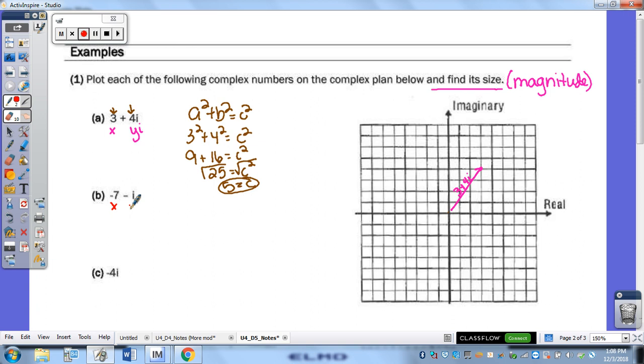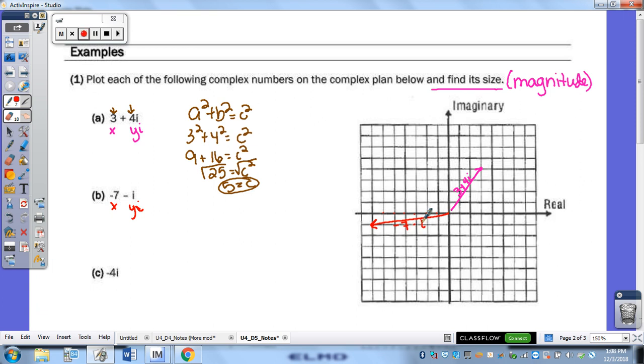X is negative 7. Your yi is negative 1i. So we're going to go to the left 7, 1, 2, 3, 4, 5, 6, 7. Down 1, because it's a negative i this time. And there you go. There's your negative 7 minus i graph.